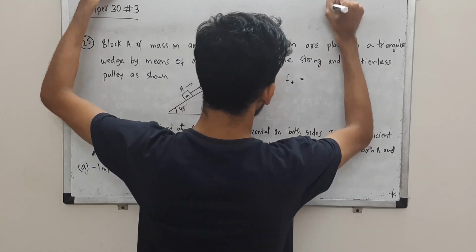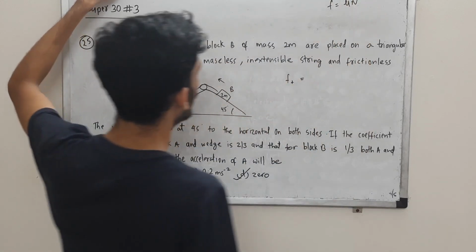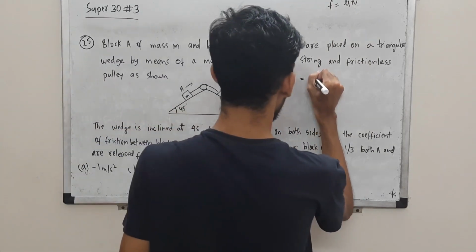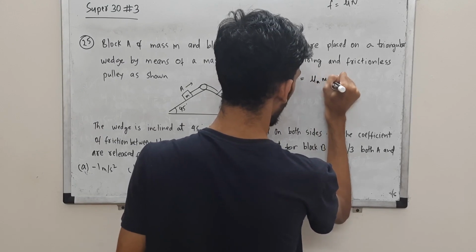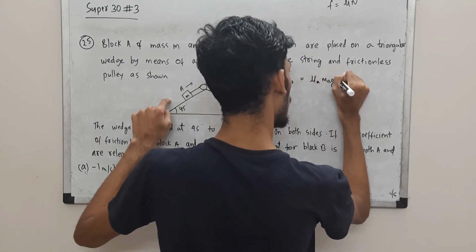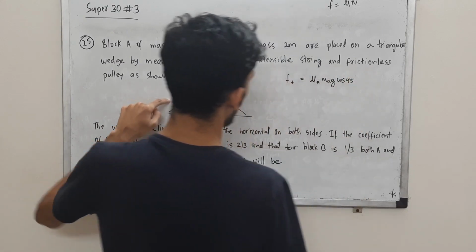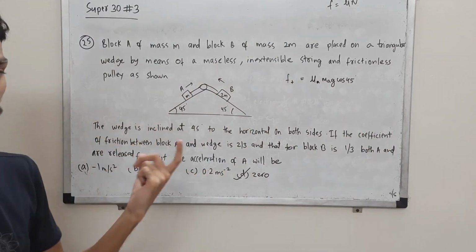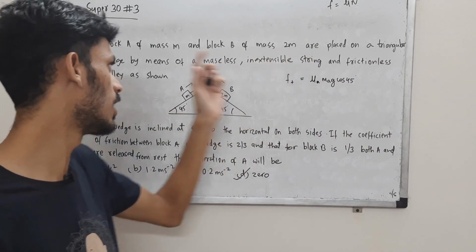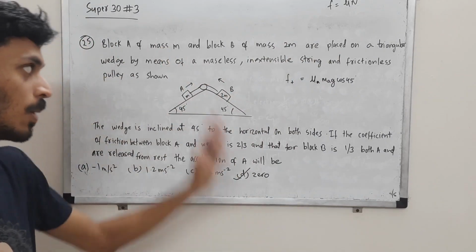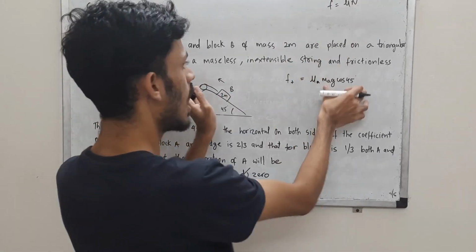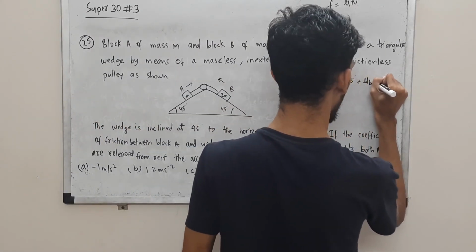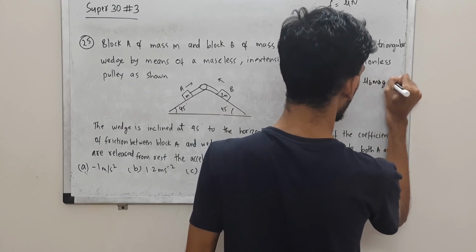It will be mu N, right? Friction force is given as mu N. The normal force, for block A, will be mu A times mass of A into g cos 45, because N will be mg cos 45. Perpendicular to the incline we have cos theta, so mg cos theta, and along the incline we have mg sin theta. Normal force is perpendicular to the incline, so N is mg cos 45. And similarly for block B we have mass B g cos 45.